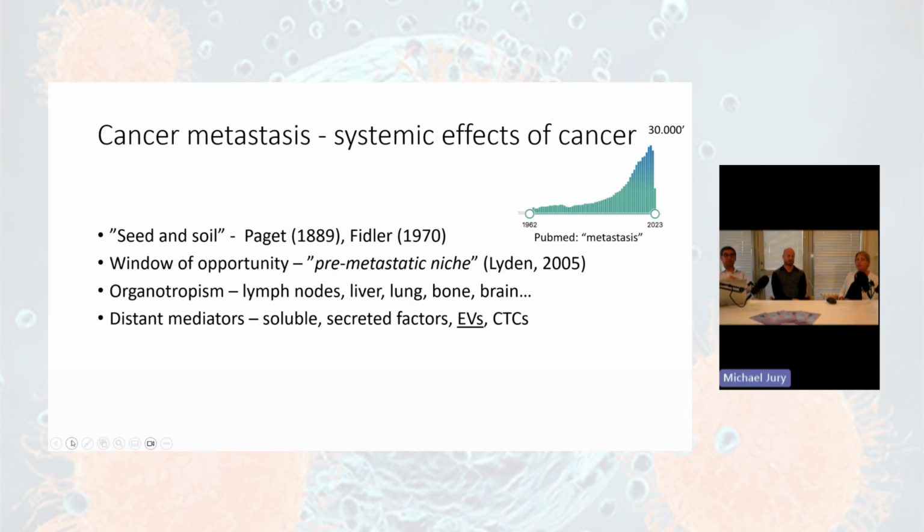And this is nothing new, even though in recent years we have heard more about this. But much of the credit goes back to Stephen Paget in 1889, who had this theory about not only the seed, such as the tumor, but also the soil needing to be fertile. And with this, we mean today the target organs, so distant in the body, like the liver and the lung, for example. And in 2005, Dr. Lyden coined this concept of the pre-metastatic niche, so changes distantly before the actual overt metastasis occurred.